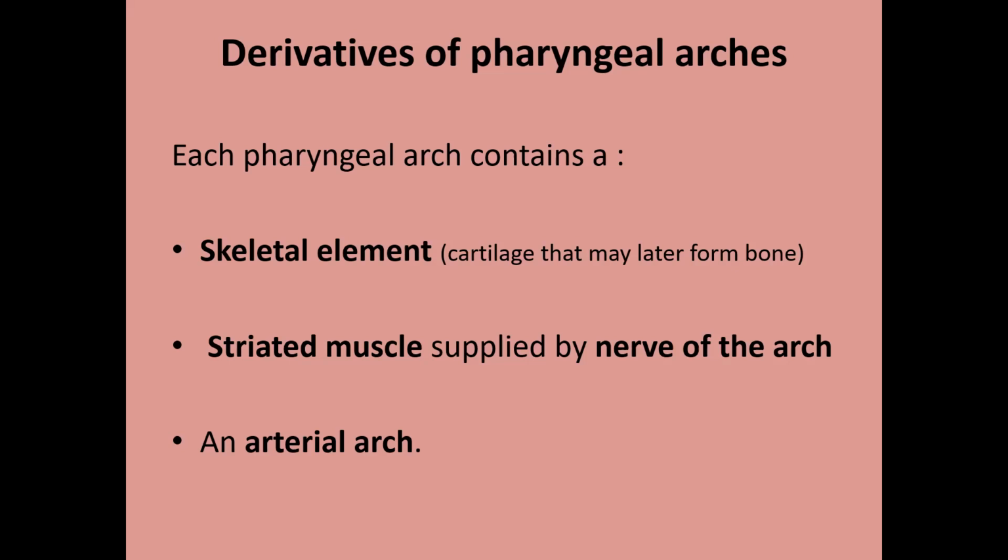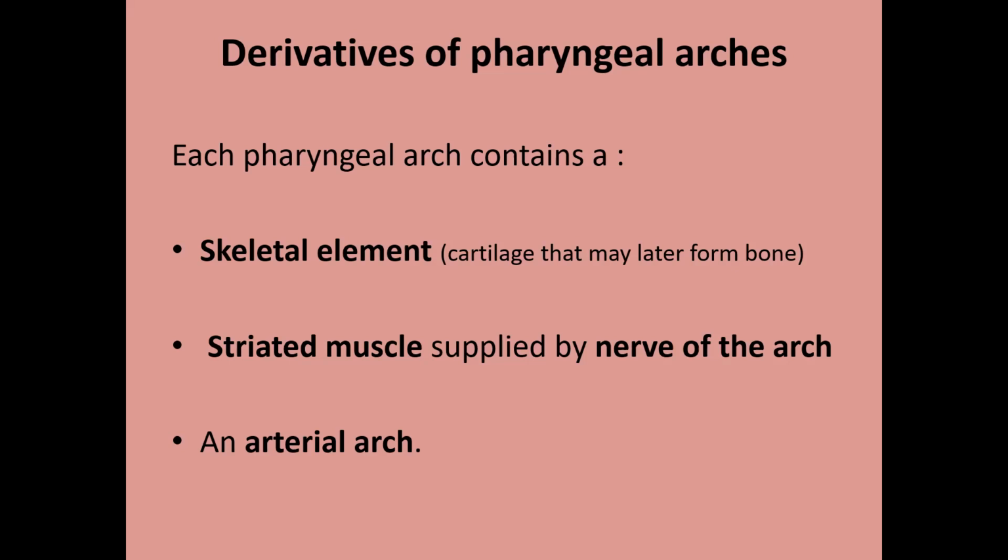And we human beings have a double nerve supply in the case of the first arch. The nerve of the arch lies along the cranial border of the arch and is called the post-trematic nerve, while the nerve of the next arch lies along the caudal border of the arch, and that is called the pre-trematic nerve. So in human beings, the double innervation for the striated muscles is seen only in the first arch.